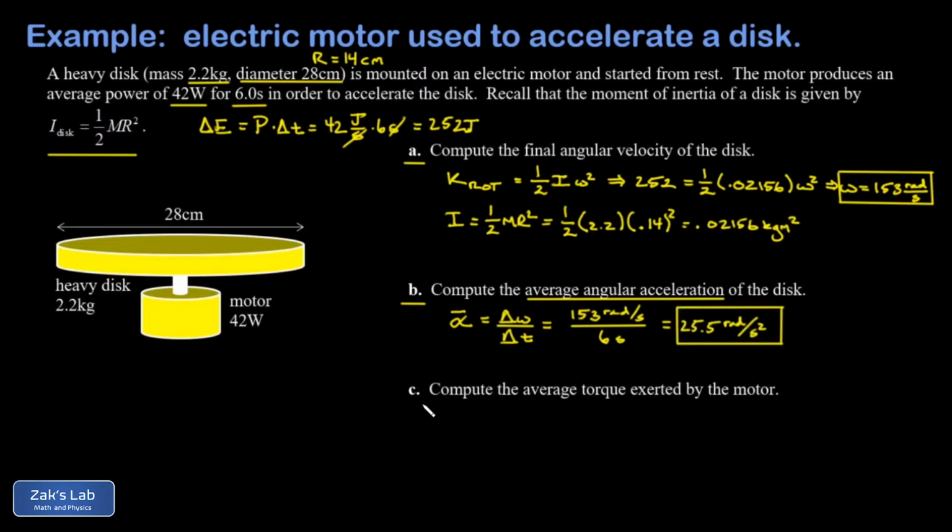Now that I have the average angular acceleration, I can get into part C. I want to get the average torque exerted by this motor. And we remember the rotational version of Newton's second law, tau equals I alpha. We're averaging over this 6 second period, so we really should say tau bar for the average torque and alpha bar for the average angular acceleration. In our moment of inertia, we plug in 0.02156. In our average angular acceleration, 25.5. And to 3 significant digits, we get 0.550. And the units there are Newton meters.